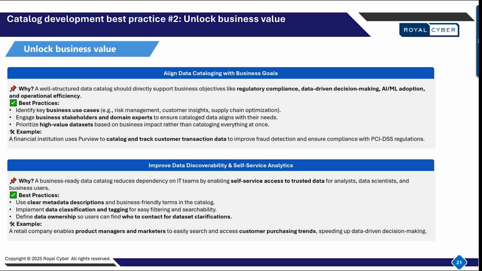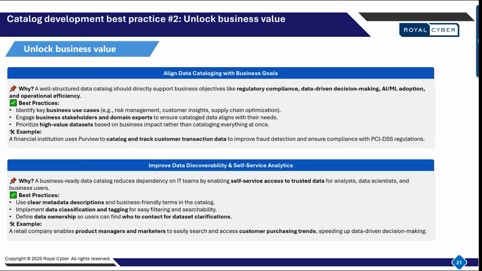Instead of trying to catalog everything at once, it's better to focus on, or prioritize, high value data assets based on business needs. For example, a financial institution may use Purview to track customer transaction data for fraud detection and PCI DSS compliance. Another key aspect of unlocking business value is improving data discoverability that we spoke about.